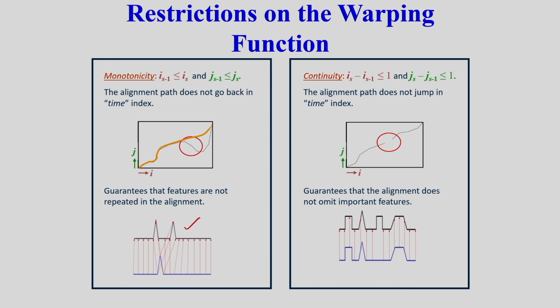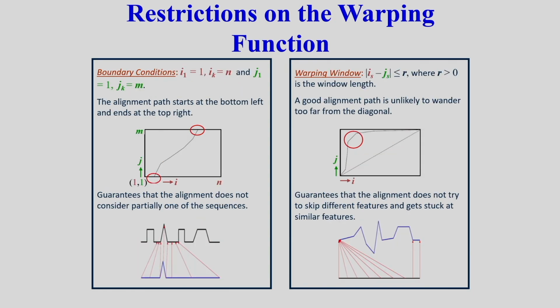Here you can see it is monotonically increasing, and also I am showing the continuity, that is, the alignment path does not jump in time index. It should be continuous. Next one is I am considering the boundary conditions. So in this figure you can see this alignment path is starting from this point and ending at this point. But it should not be like this. So the condition is the alignment path starts at the bottom left and ends at the top right. So that should be the condition.